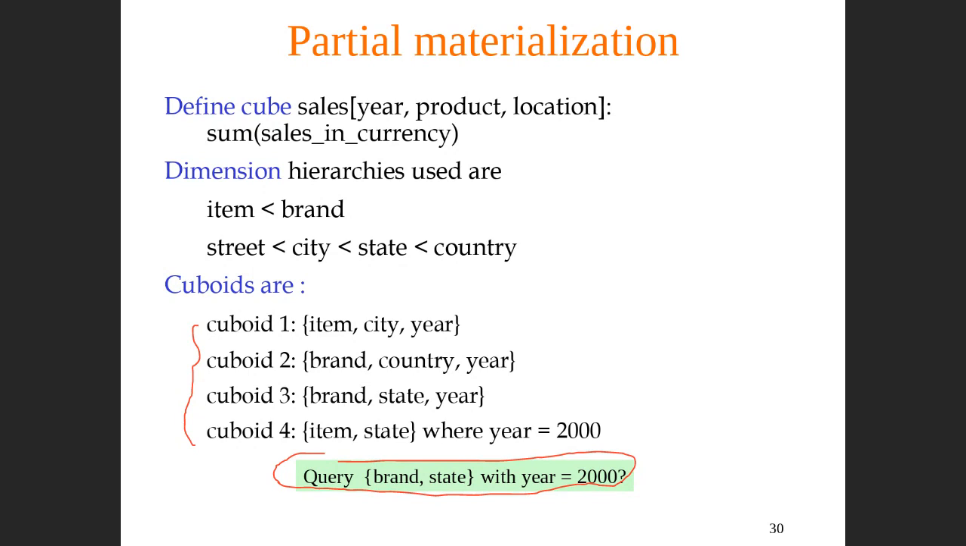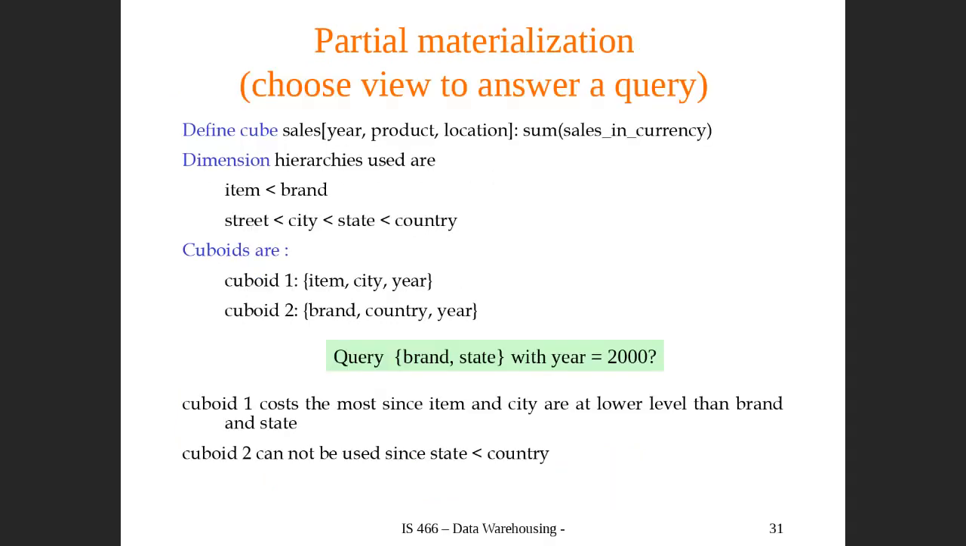Our query is brand, state, with the year 2000. Note that item is the lower hierarchy than brand. Moreover, what is the hierarchy for the location? City, state, country. It means we will check each cuboid one by one, find the computational calculation, and then figure out which one requires the minimum cost.